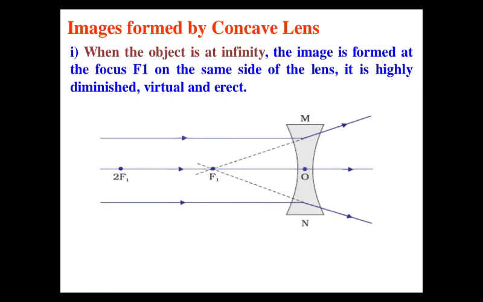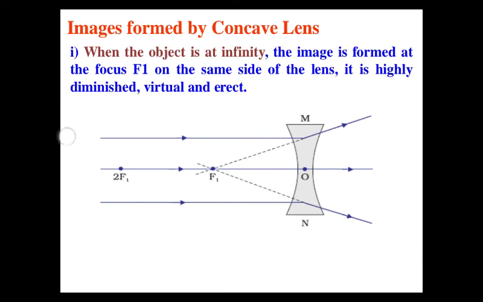Now the images formed by the concave lens. We will take only two cases of this concave lens, we will draw two diagrams only, because wherever we place the object in front of the concave lens, the image formed will be virtual and erect, diminished, and it will be formed on the same side. So we will take two cases. One is when the object is placed at infinity. Infinity means at a very far distance.